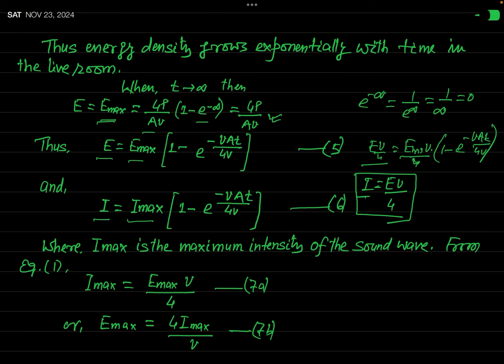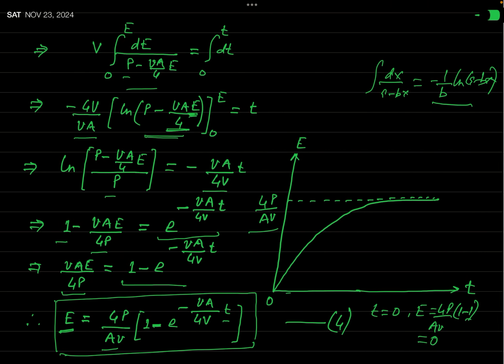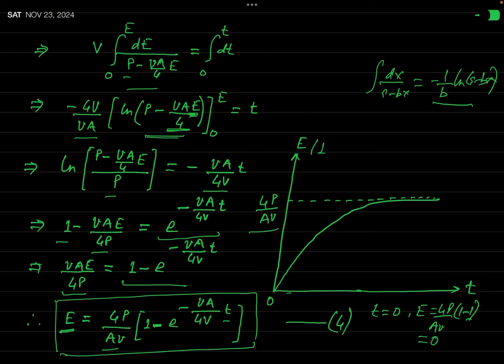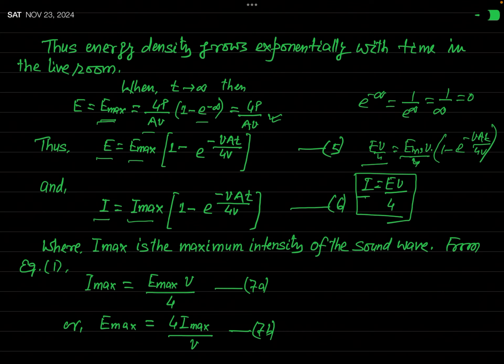So in a similar manner, the intensity of the sound wave also grows in the live room. You can write I equal to I max times 1 minus e to the power minus VAT divided by 4. If you plot a graph of I against t, you will obtain the same curve of the same nature. I have mentioned here that this I max is equal to this much from this result, and therefore E max is given by 4 I max over V. So this is the law of growth of energy, energy density, or intensity in a live room, when the source of sound continues producing sound.